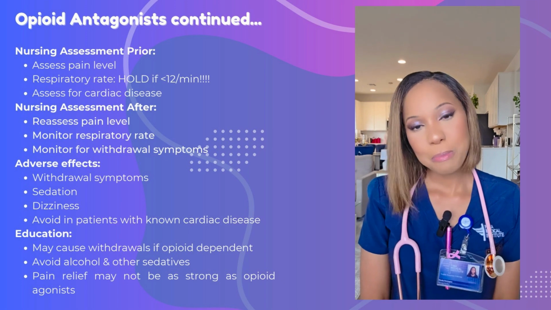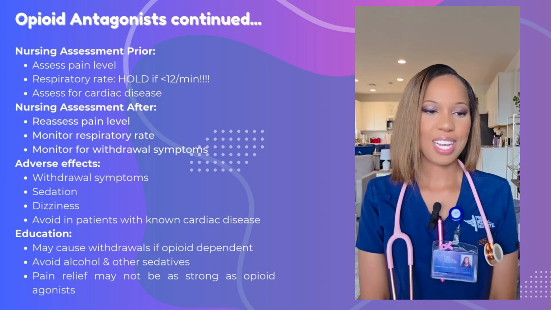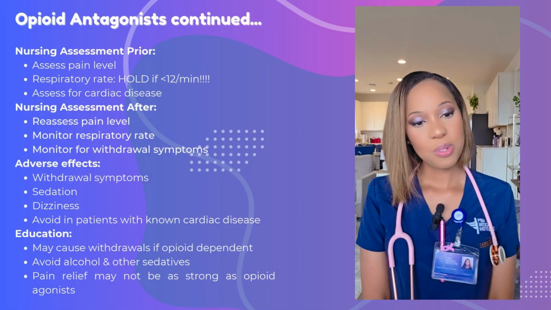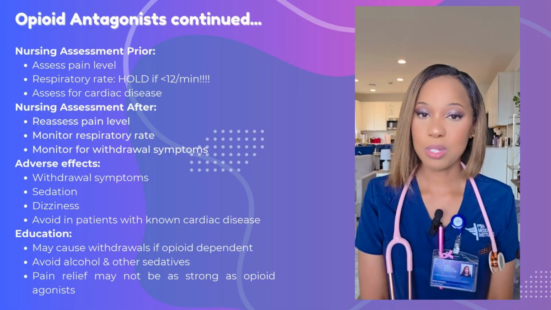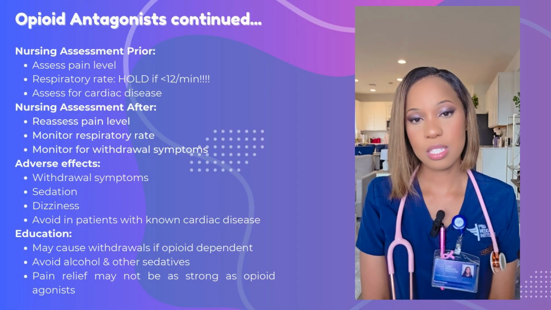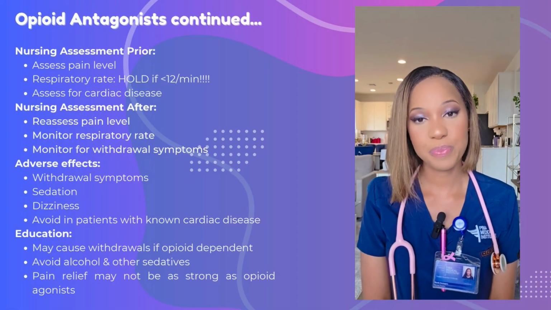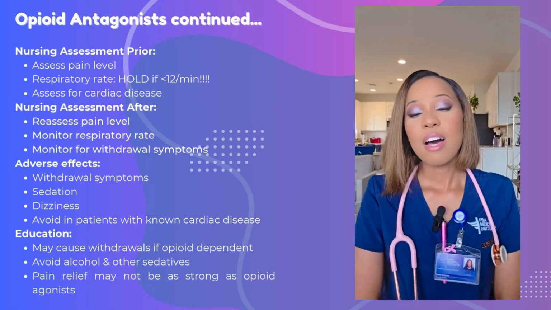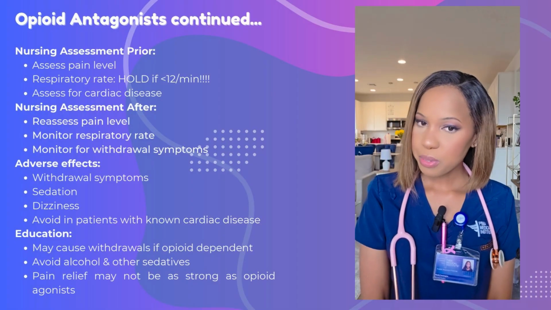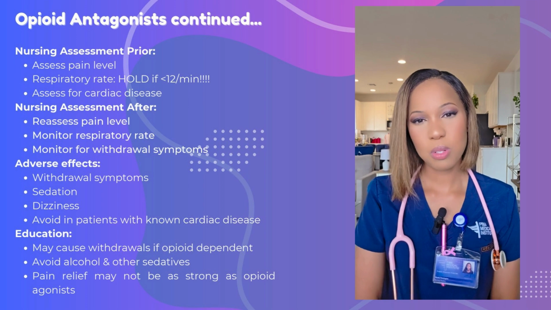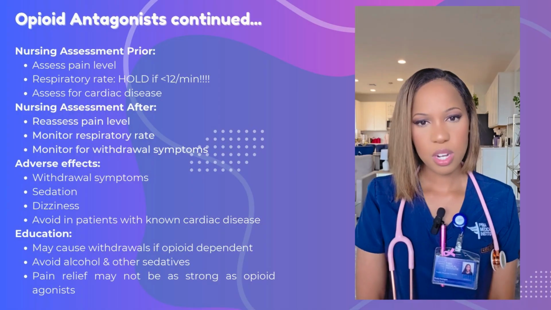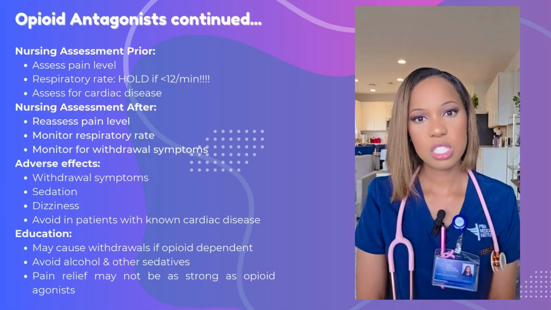For the nursing assessment prior to giving these AA crews, you want to assess the pain level, the respiratory rate, and for cardiac disease. This one can be a little rough on the heart, and you want to make sure that people with cardiac diseases do not take this medication. After giving the medication, you want to reassess the pain, monitor the respiratory rate, and monitor for withdrawal symptoms, which are similar to the other ones I mentioned. This just can be a little rough for people that use opioid medications.